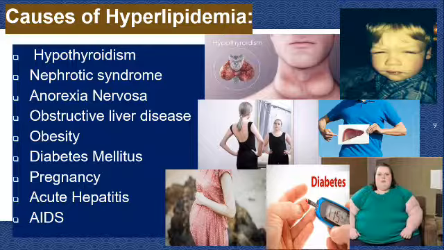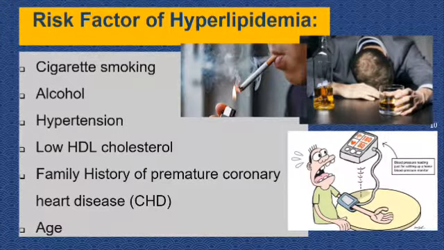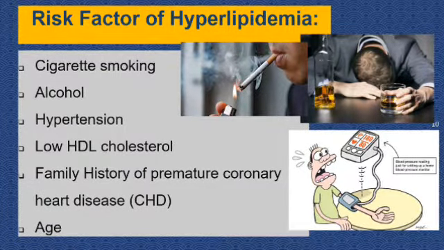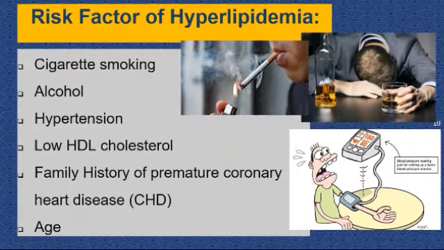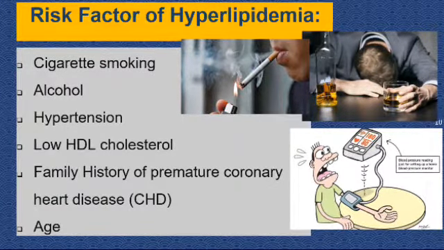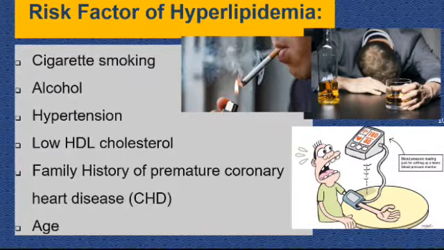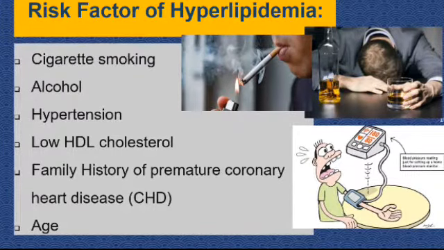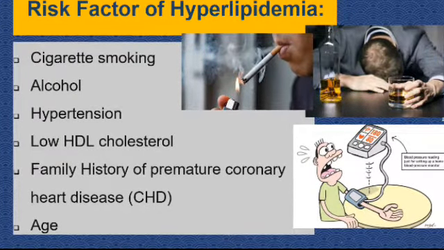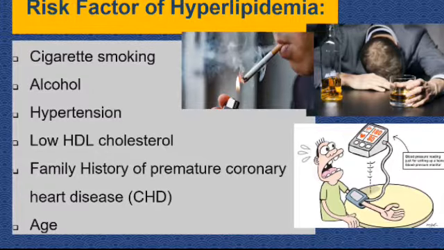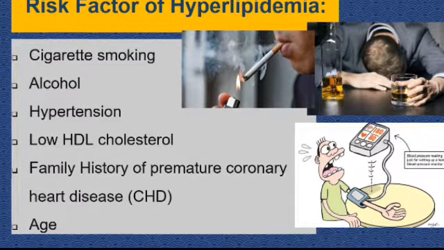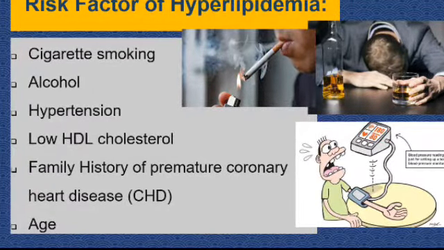Then obstructive liver disease, obesity, diabetes mellitus, pregnancy, acute hepatitis, and AIDS. So the risk factors of hyperlipidemia are the following. First is cigarette smoking. Cigarette smoking raises levels of LDL or bad cholesterol and a blood fat called triglycerides. Second is alcohol. Drinking too much alcohol can increase your risk for heart disease and stroke, raise blood pressure, contribute to obesity, and increase levels of fats called triglycerides.